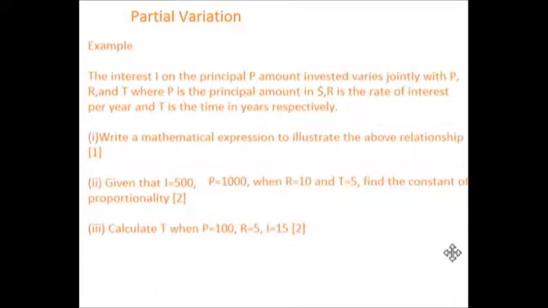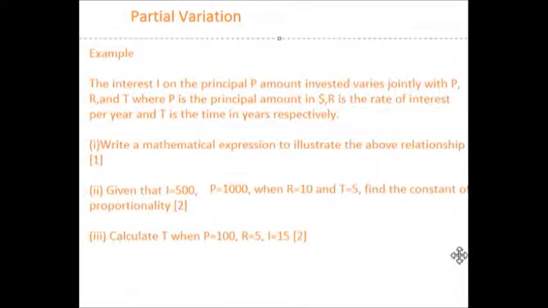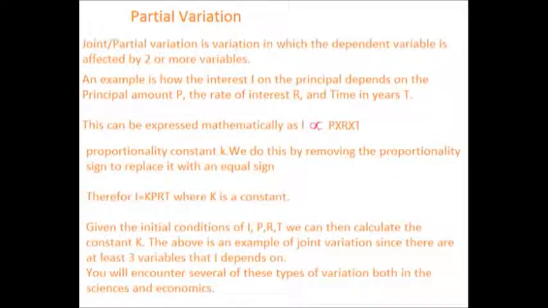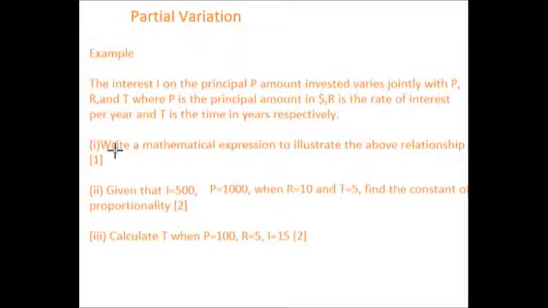Okay, here's an example that you can work out on partial joint variation. It says the interest I on the principal P amount invested varies jointly with P, R, and T, where P is the principal amount in dollars, R is the rate of interest per year, and T is the time in years respectively. Part 1. Write a mathematical expression to illustrate the above relationship. Okay, you'll notice we've already done that. This will be the mathematical expression, and to remove the proportionality symbol, it becomes I is equal to K P R T. So that will be 1 mark.